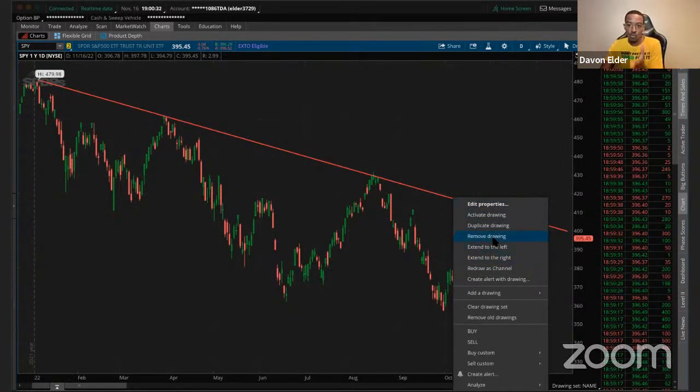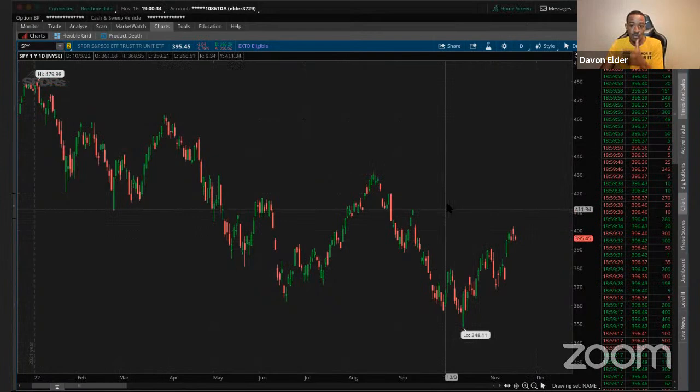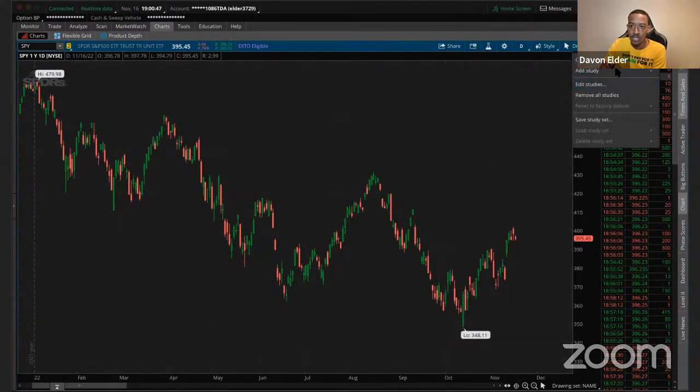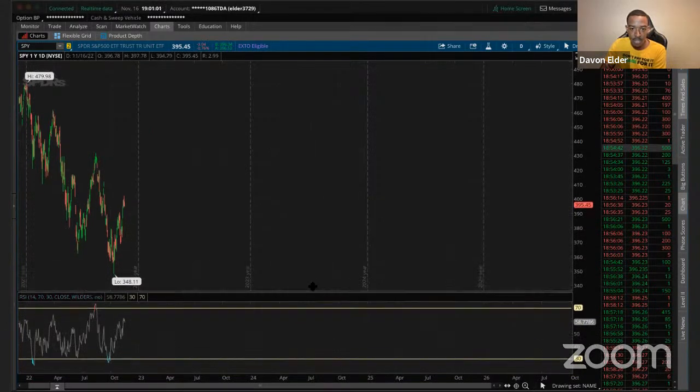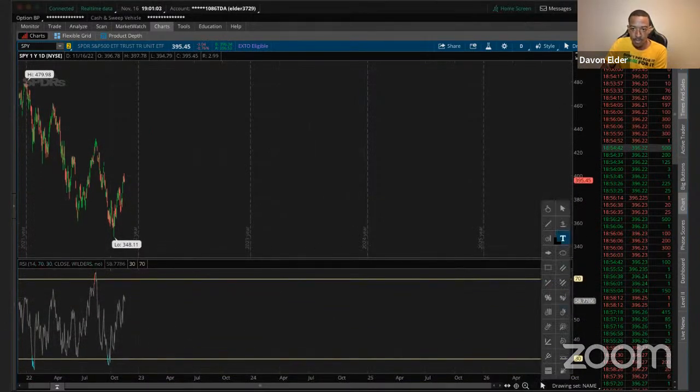Now, we drew our support and resistance. We drew our trend lines. Okay, let's add in some key technical indicators, shall we? The first one I'm going to add is going to be the RSI. That's the first one that I am going to apply. Now let me make this a little bit bigger so we can see what is going on.